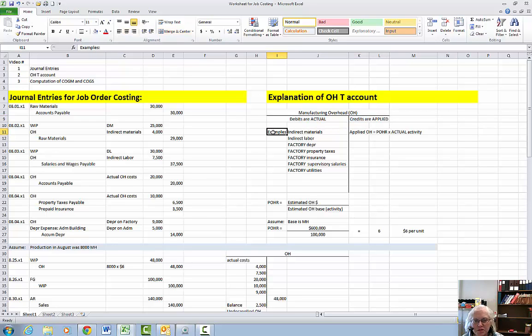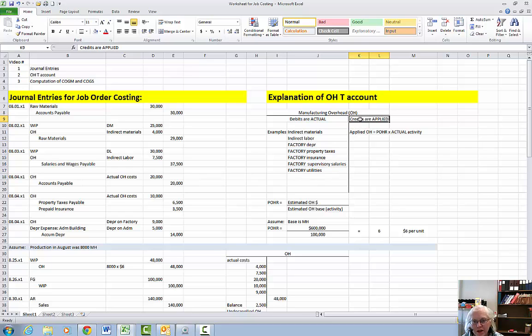So examples of actual overhead cost would be indirect materials, indirect labor, and then any cost whatsoever that deals with the factory, such as depreciation, property taxes, insurance, supervisory salaries, utilities. Actually, the supervisory salaries would really be indirect labor, but you get the drift. If it has to do with the factory, it belongs in overhead.